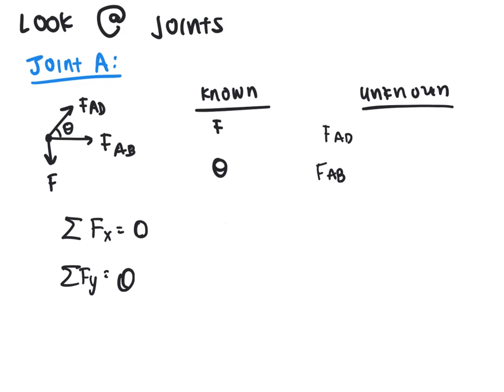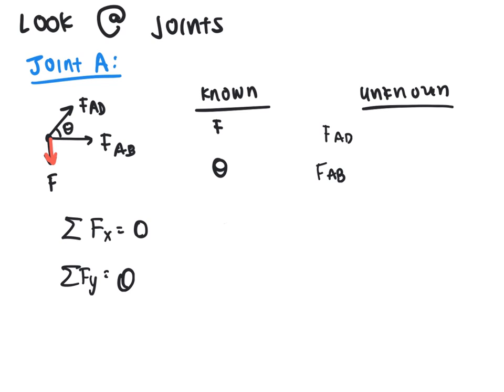So I redrew the joints over here on the new slide so we have a nice fresh page. And now we're going to be looking at what we know and what we don't know. So things that we know, the force going downward is going to be F right here. We also know the angle. We're going to assume that we know that. And the things that we're going to solve for are force AD and force AB.